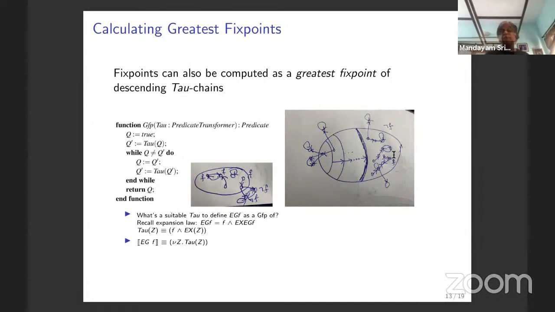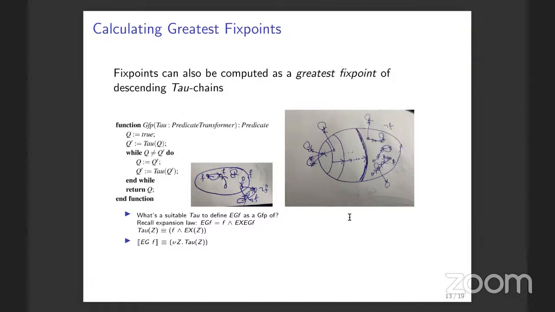So when you want to define a suitable tau to represent your formula, to represent the set of states of your formula as a fixed point of that tau, as a greatest fixed point, this is how you will have to view them.